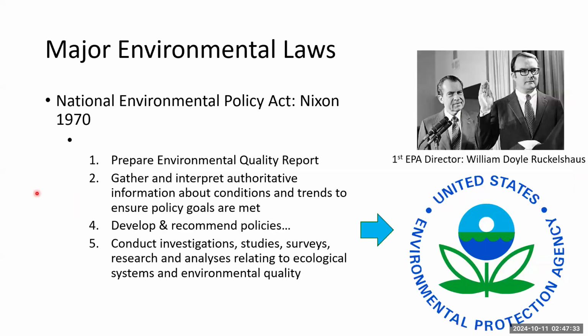All right, so then what else does the NEPA do? So the NEPA says that we need this Council on Environmental Quality. What is the Council on Environmental Quality going to do? It's going to prepare a regular environmental quality report that it gives to the president. It is going to gather and interpret authoritative information about conditions and trends to ensure policy goals are met. It is going to develop and recommend policies based on this information. And it is going to conduct investigation studies, surveys, research, and analyses relating to ecological systems and environmental quality.